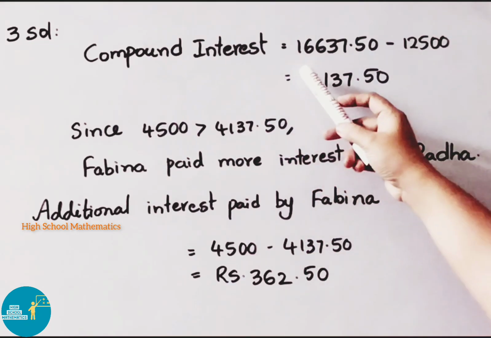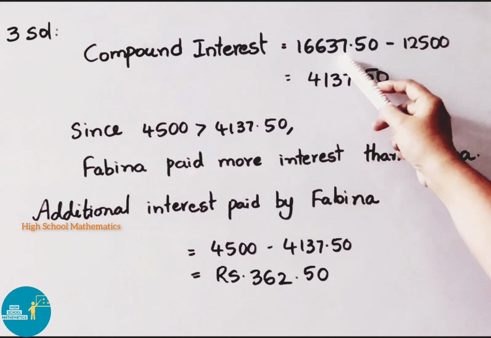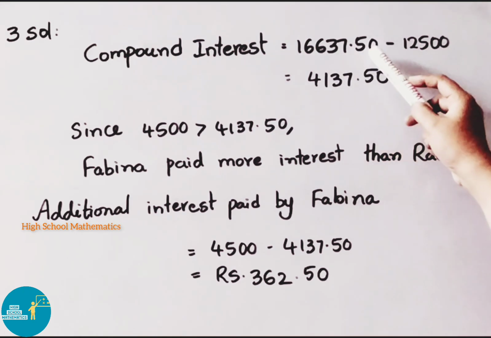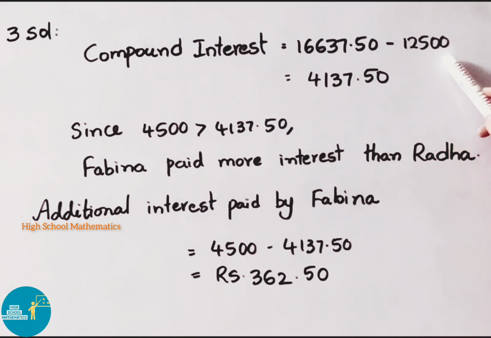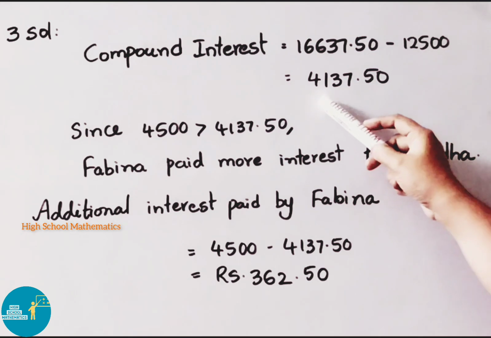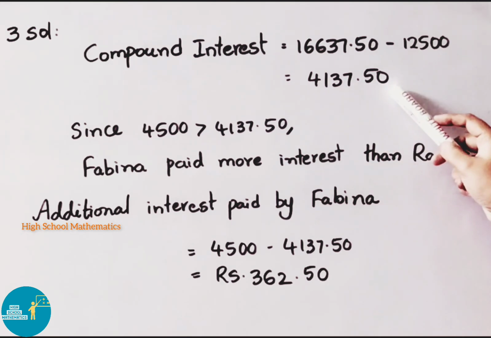See now, compound interest equals amount minus principal. Amount we got here 16,637 rupees 50 paise minus principal amount, that is 12,500. On subtracting both, we get the result 4,137 rupees 50 paise.